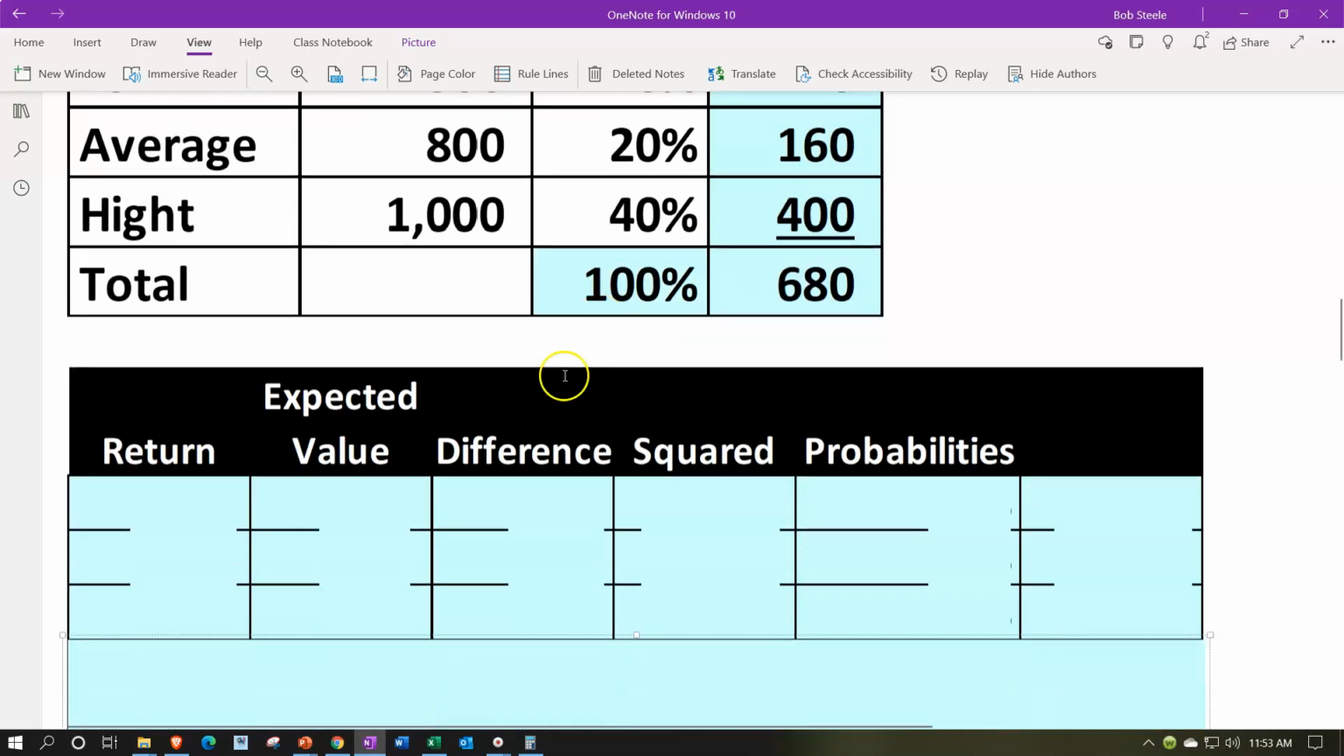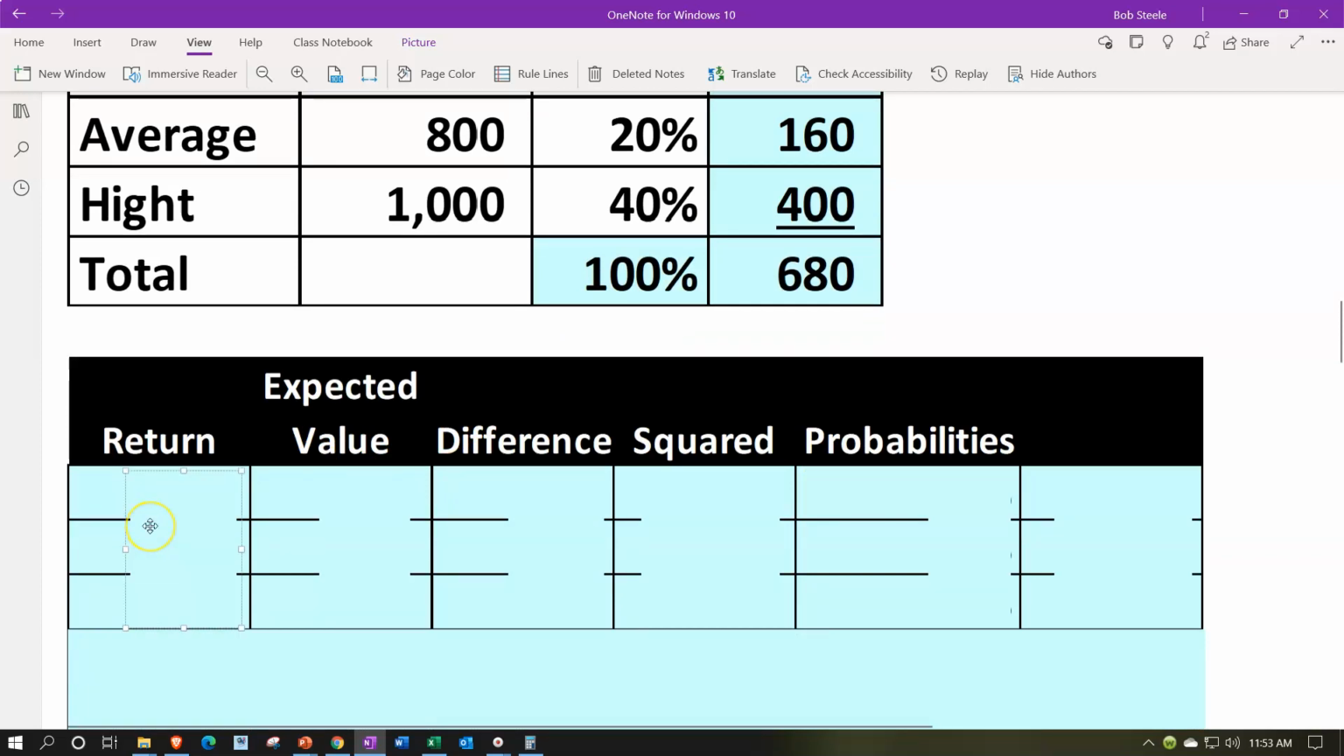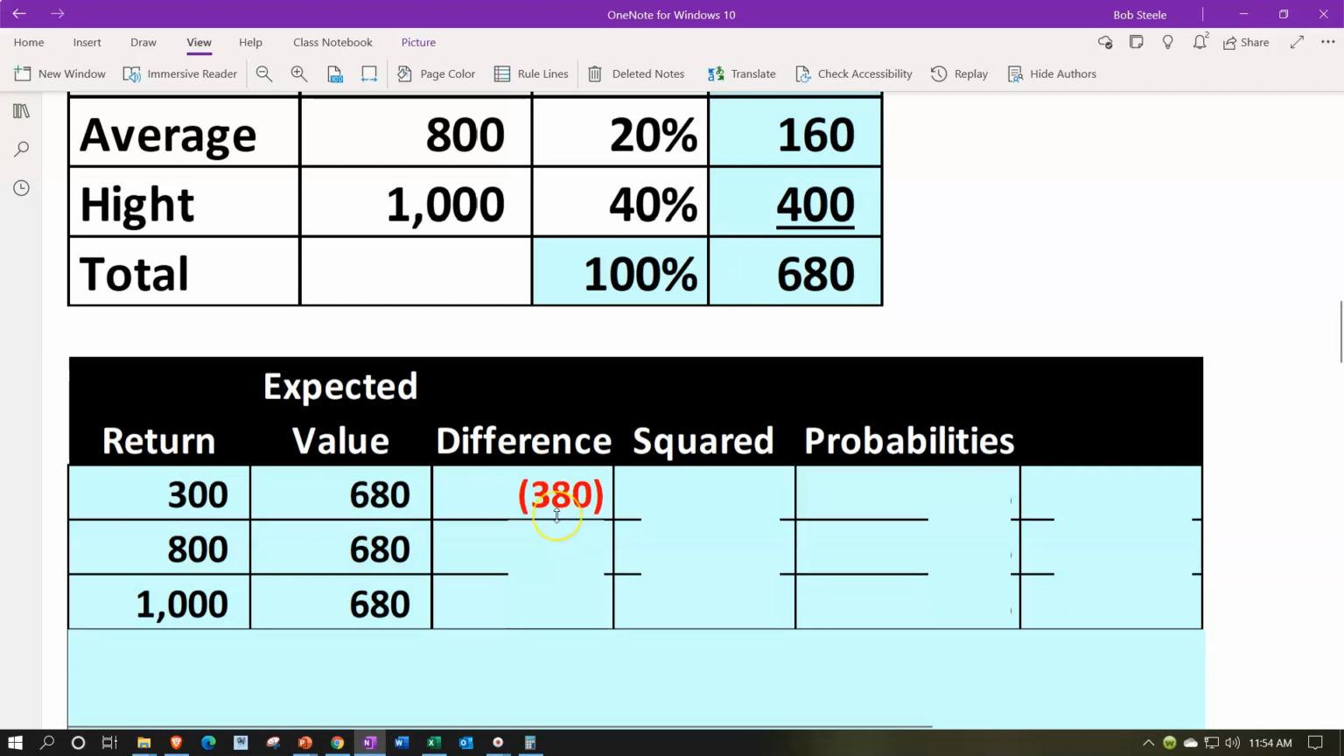So for year 1, if we had our same returns here, the 300, the 800, the 1,000, I'll go through this a little more quickly because we have seen these in the past. The expected value or average is going to be the 680 that we calculated up top. The difference, 300 minus 680, is negative 380. 800 minus 680 is 120. 1,000 minus 680 is 320. Then we square these items.